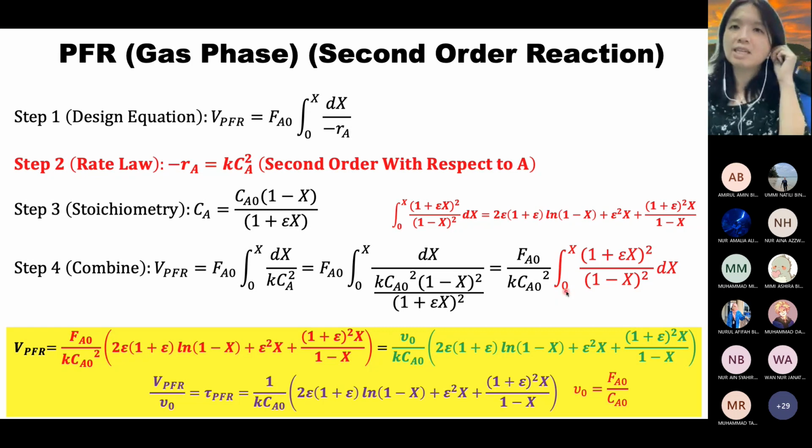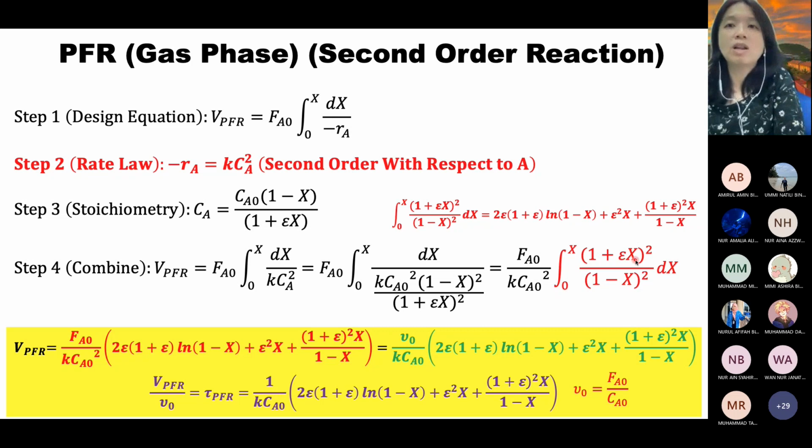Integrating 0 to X, top is (1 plus epsilon X) power of 2, bottom is (1 minus X) power of 2. Okay, so this integration equation, solution is already provided to you. Tetapi solution dia sangat panjang. You can see here, equals to 2 epsilon, in bracket, 1 plus epsilon, ln (1 minus X), plus epsilon square times X, plus (1 plus epsilon) kuasa 2 X per (1 minus X).